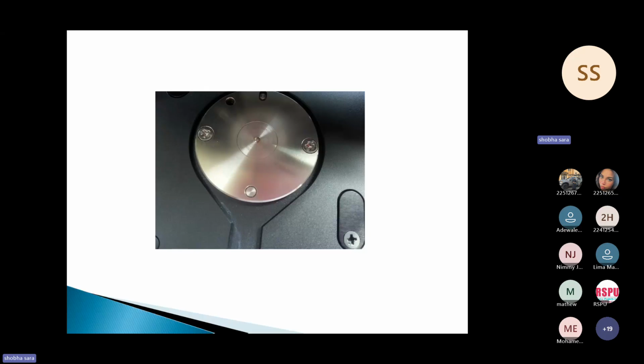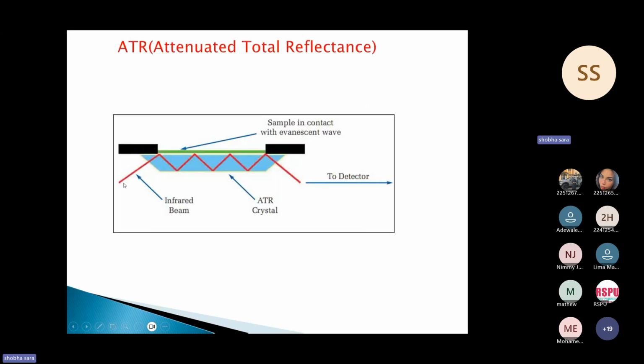We spread the sample on top of this crystal, and you know what happens? The infrared beam will hit the crystal from the bottom. It undergoes multiple internal reflections at the surface of the crystal where it comes into contact with the sample, and it will penetrate into the sample at this point again and again, and then it goes to the detector. This wave is called an evanescent wave, which is a weak wave. So it is slowed down and there will be a penetration. Just keep in mind the penetration depth. It will go into the sample, not fully, only a little on the surface. It is a surface study. And then it will go to the detector.